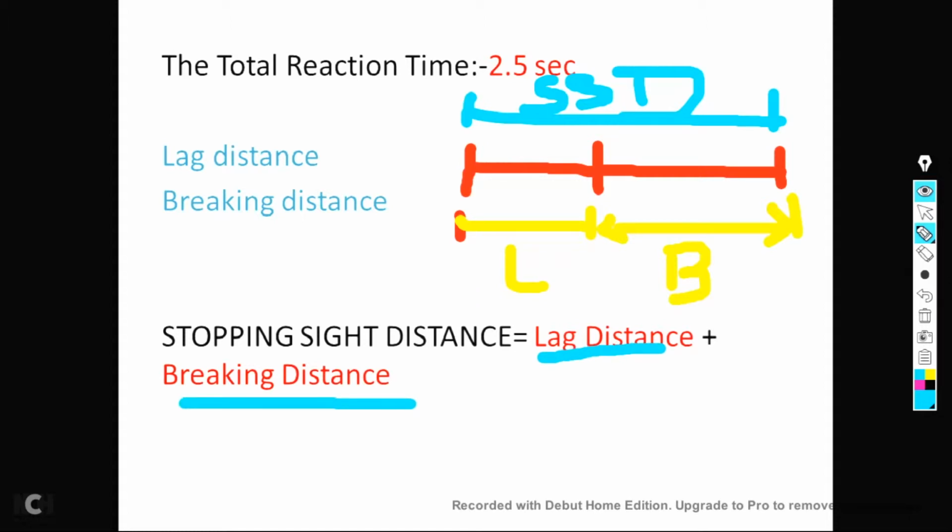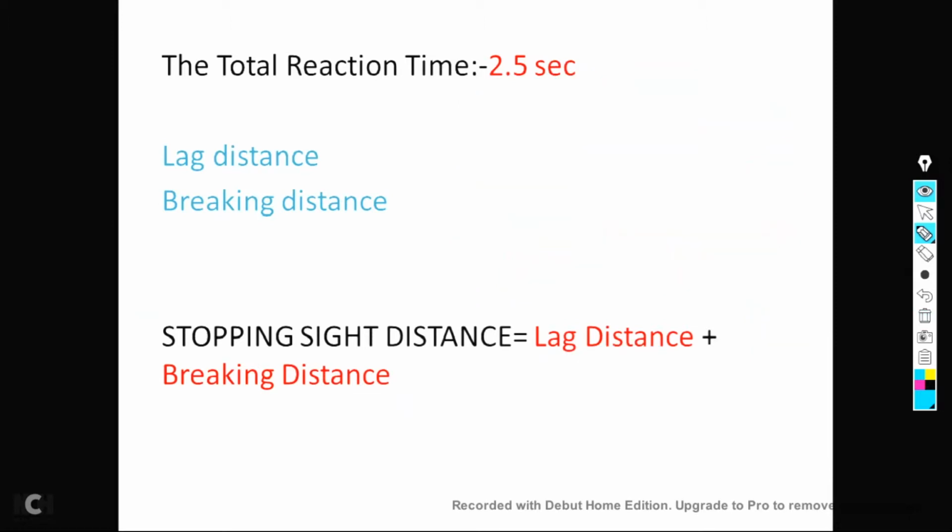Lag distance means after watching the object and before taking any kind of action, and braking distance means after taking the action or pressing the brake, the car will move a certain distance. This distance is known as braking distance, and stopping sight distance is the summation of braking distance and lag distance. Okay, so move on to the next part.